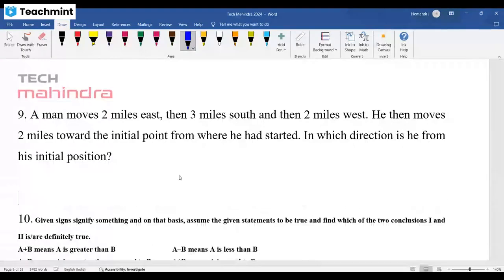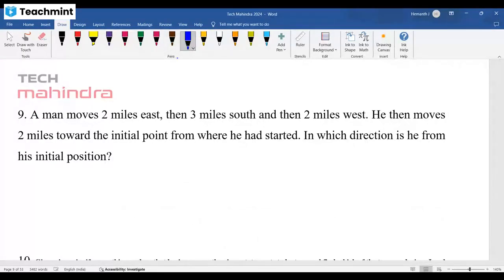This is related to directions. A similar question is available in the booklet, directions in reasoning. You can expect one question from directions, one from coding and decoding, and one from analogy. This one is without a diagram.